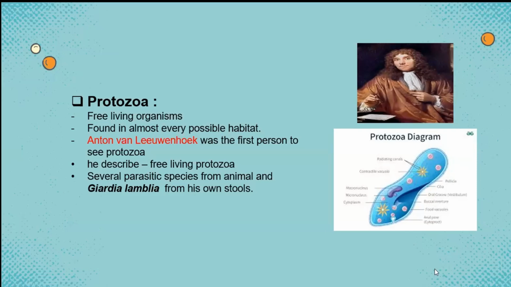So here, protozoa is a free-living organism, and it is found in almost every possible habitat. The person who found protozoa was Anton Leeuwenhoek, who was the first person to see protozoa. And he described protozoa as free-living things. It is also found in several parasitic species, from animals, and Giardia lamblia from his own stools.